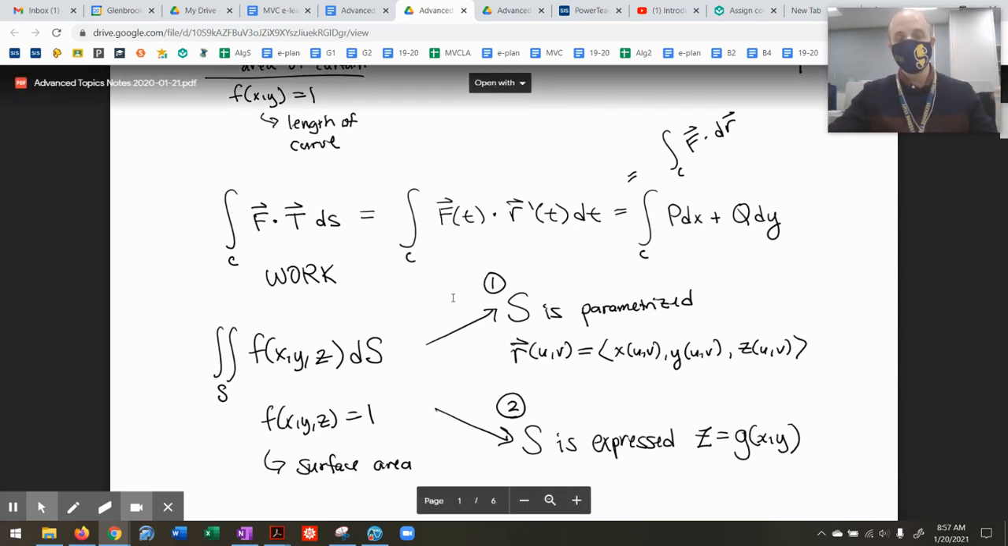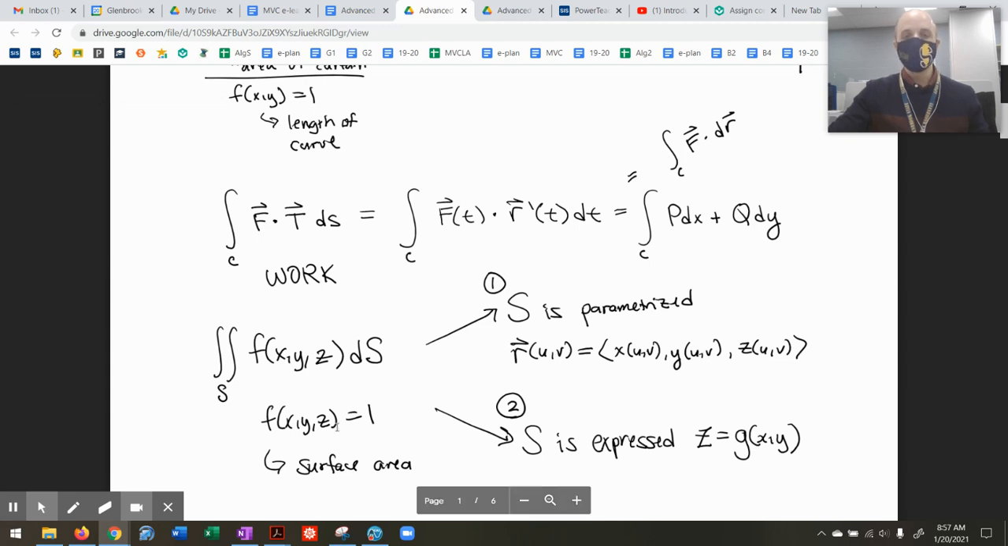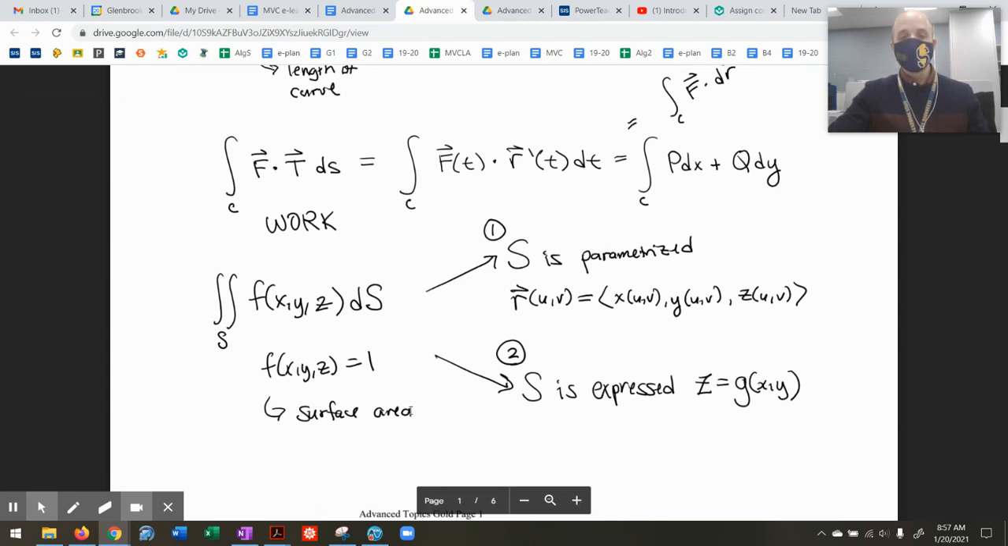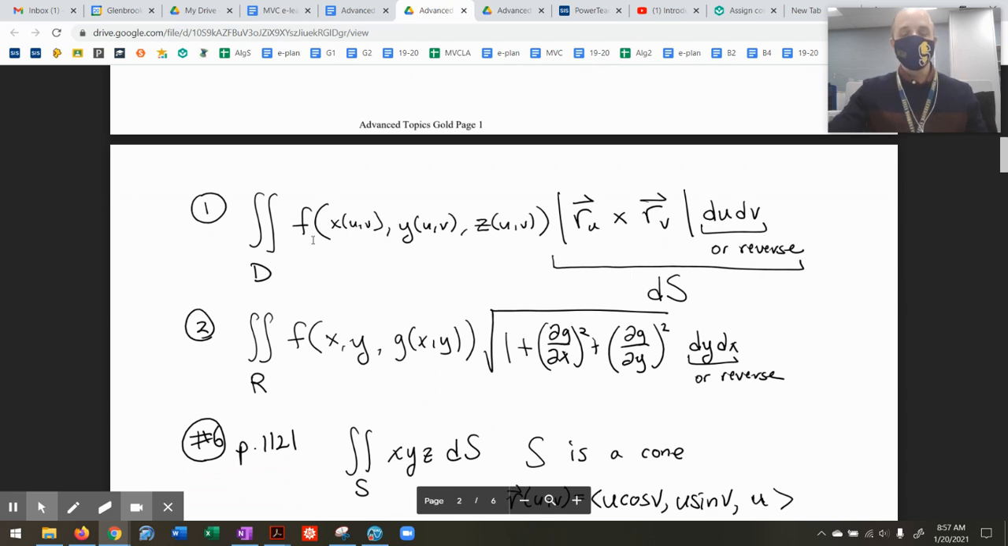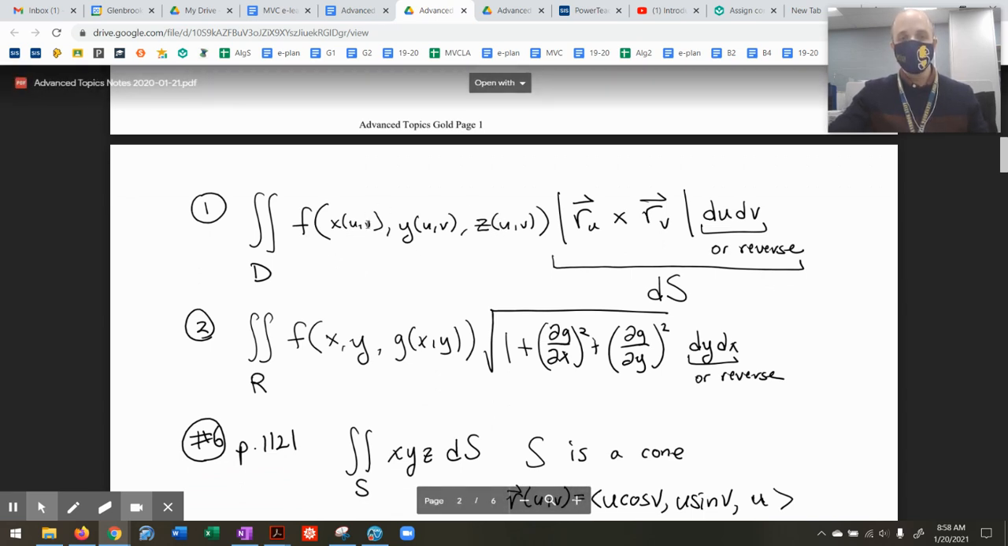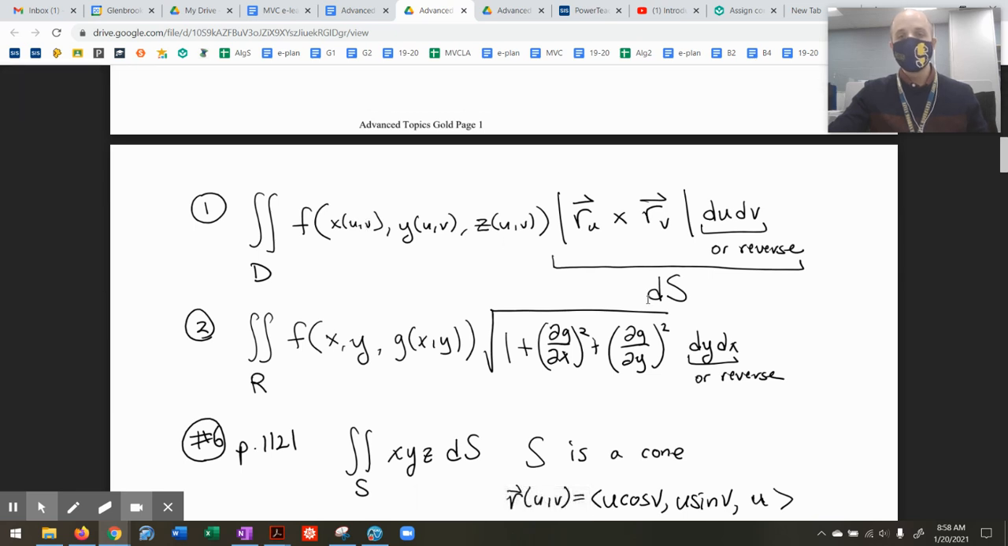Okay, so here's where we're basically going to stop at this point. This is our notation that we're going to use and that our textbook uses. When f of x, y, z equals 1, we get surface area. To actually compute these, we would write f in terms of u and v. This is if we have a parameterized surface. And then ds, that little chunk of surface area, is written like we learned in the last class, the magnitude of r sub u cross r sub v. Those little tangent vectors, the magnitude of that cross product gives us the area of that little parallelogram. And now we can finally integrate with respect to u and v, or the reverse.